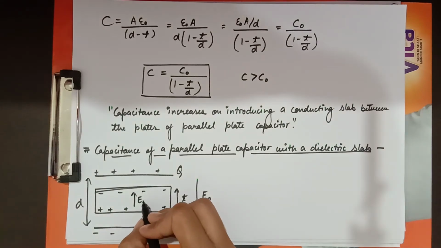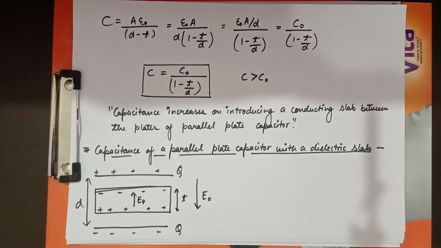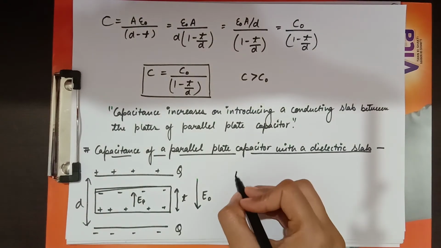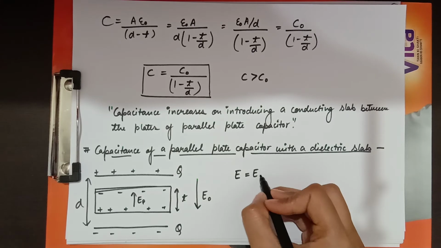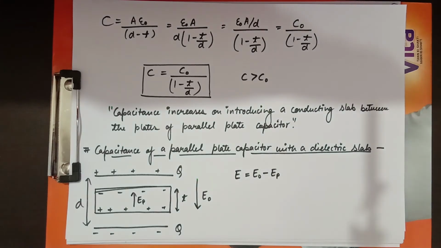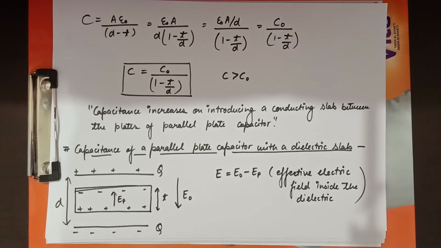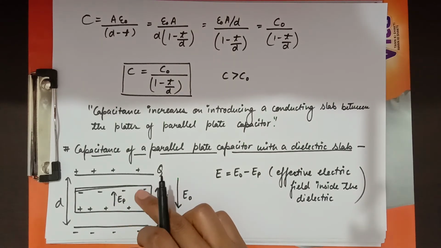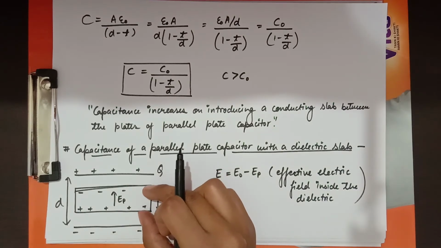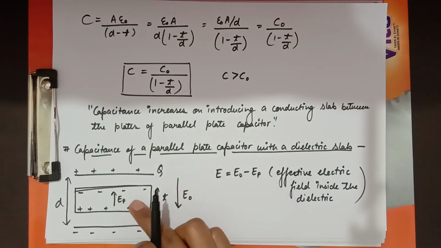I can write it as EP, or E polarized. So final E, or E net, can be written as E naught minus EP. This will be the effective electric field inside the dielectric. As you can see, outside the dielectric between the plates, the electric field is E naught, and inside it EP is introduced. But as E naught is greater than EP, the net electric field inside the dielectric will be equal to E naught minus EP.